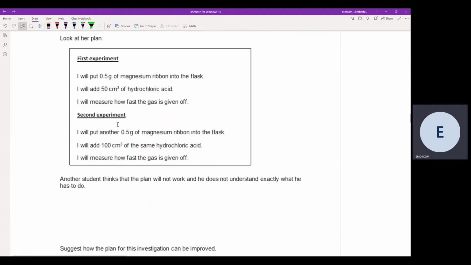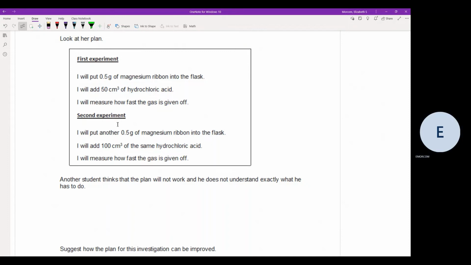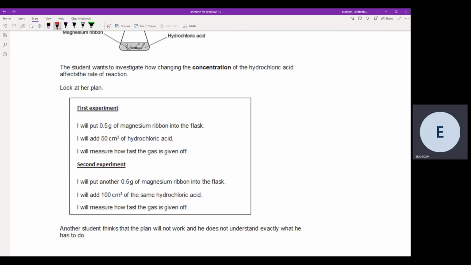So there's quite a lot that's not quite right with this. When it says I will measure how fast the gas is given off, there's been no description of how you're actually going to do that. The other thing, and this is very important, we've been tasked with looking at how changing the concentration of the acid affects the rate of reaction, but they're going to use the same hydrochloric acid, so they haven't changed the concentration. All they've done is change the volume, and so that's not going to affect the rate of reaction. Okay, changing the volume of the acid does not change the rate of the reaction.